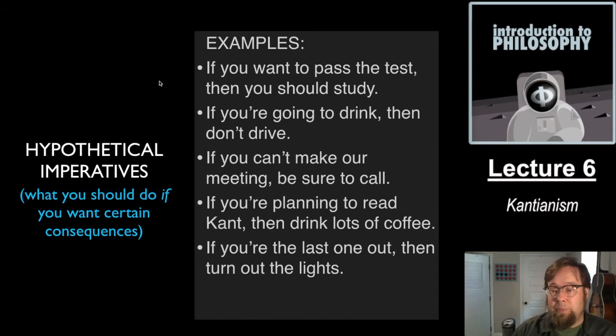We could have a whole bunch of people study and a whole bunch of people not study and see which ones pass the test. If you're going to drink, then don't drive. Well, implied there is that there are going to be certain consequences to driving, like maybe you'll crash your car, and we are assuming you don't want your car to be crashed, so therefore you shouldn't drink. Again, this is something that we can establish scientifically.